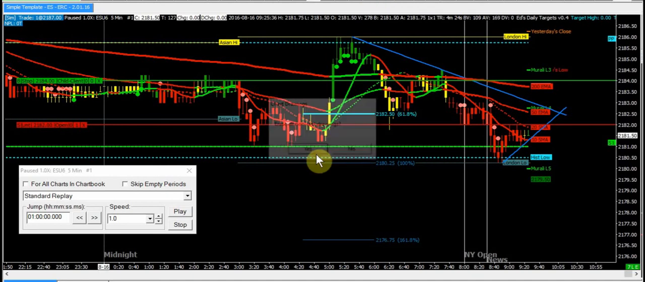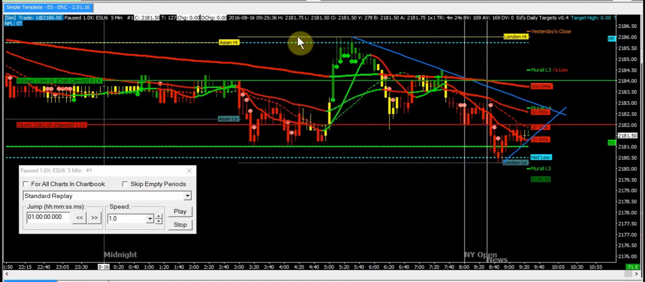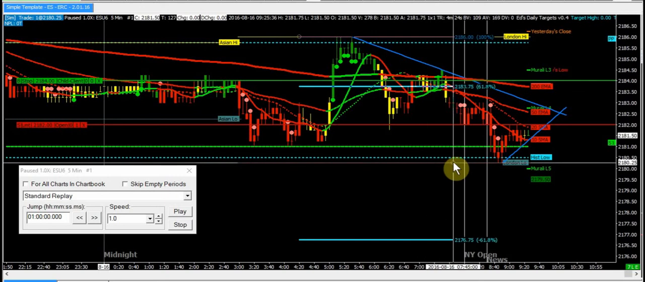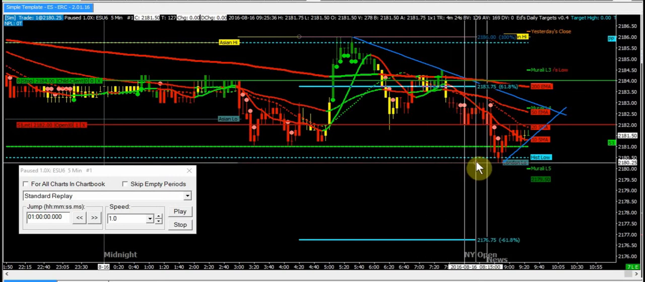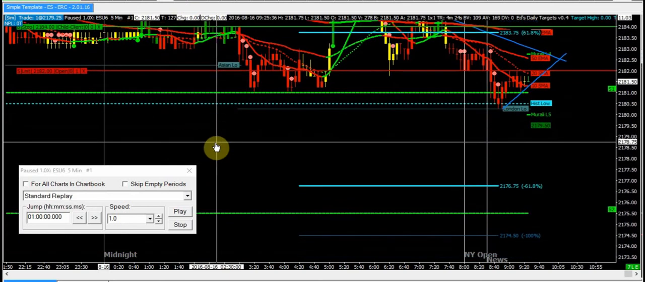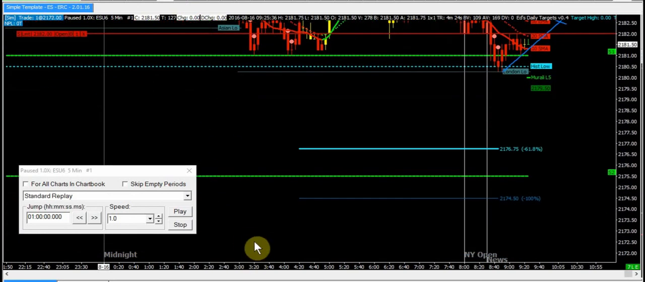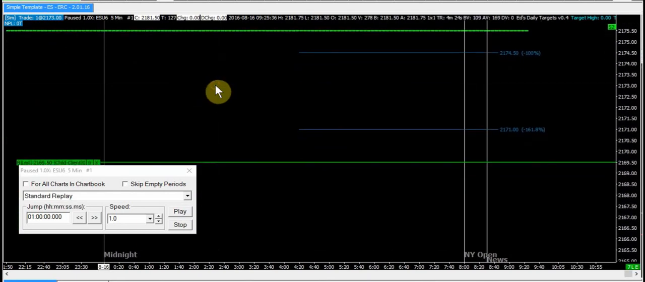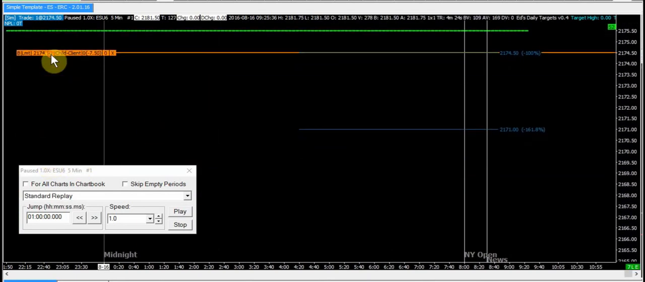Let me get these lines out of the way. Now I'll draw another fib from here down to my low. Here's my London low. That's 2176.75. This is for you folks that want to do a real quick trade. You want to get in, you don't want to spend a whole lot of time in the market. You've got other stuff to do with your day, and so you want to get out.